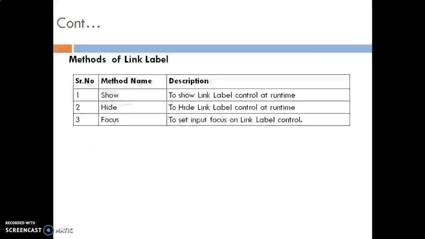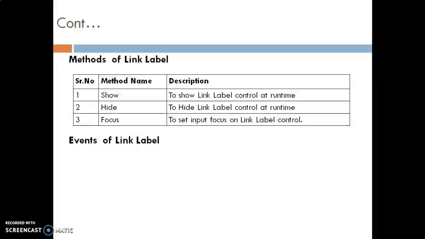Now next is methods of link label. There are generally three methods which are used with the link label control. First is show. Show method is used to show link label control at runtime. Then hide. It is used to hide link label control at runtime. And third is focus. It is used to set input focus of the link label control.